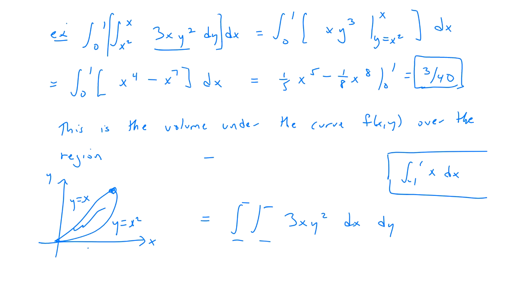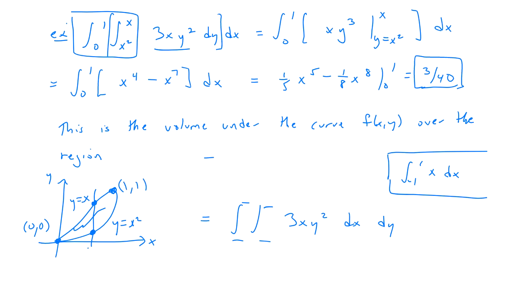Actually, I think I will do one more because it'll make it a bit more obvious. If I'm looking at this, then if I draw a typical line, the bottom curve is x squared, the top curve is x. So those are the limits for y. And that is true over the whole region, which is from x equals 0 to x equals 1.